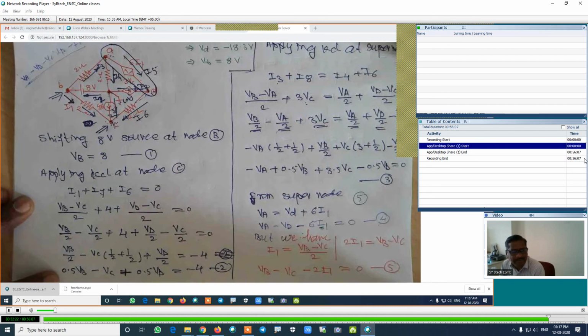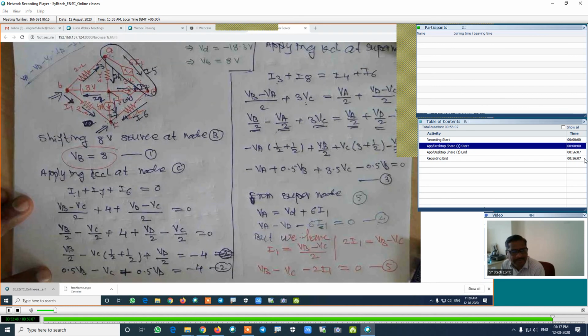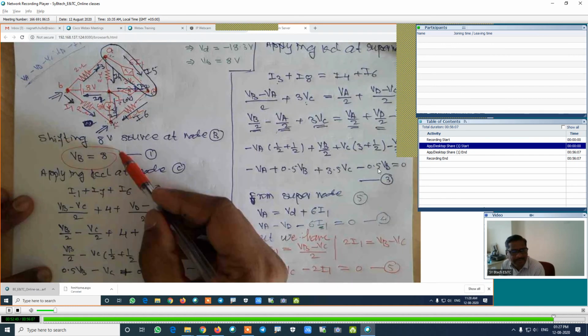Is it right? But our calculator does not support 5 unknowns. What is the maximum capacity of your calculator? Our calculator can support up to 3 variables. But here we have 5 variables. Anyhow, we have to minimize the number of equations. So one equation will be minimized directly. This VB is already 8. Substitute that value of VB everywhere.